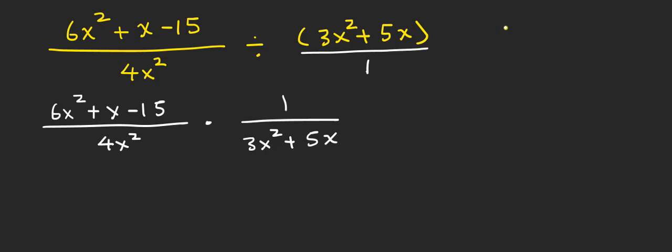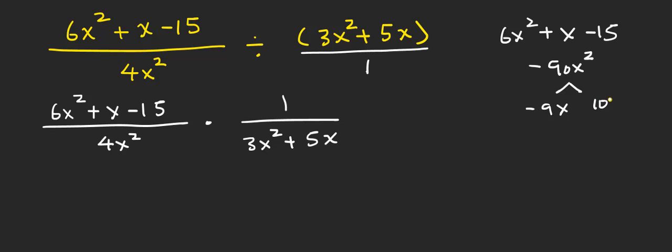So what we need to do is multiply 6 and negative 15. So you get negative 90x squared. And what are the factors of negative 90x squared that, when you add them up, you get positive x? Negative 9x and positive 10x. So we are going to rewrite this expression. So you get 6x squared minus 9x plus 10x minus 15. And we're going to have to factor by grouping.